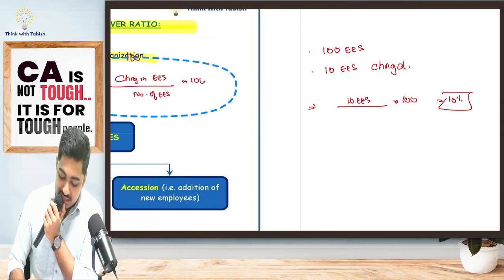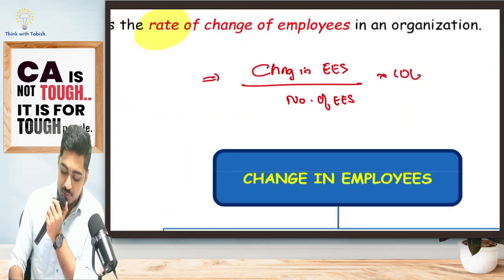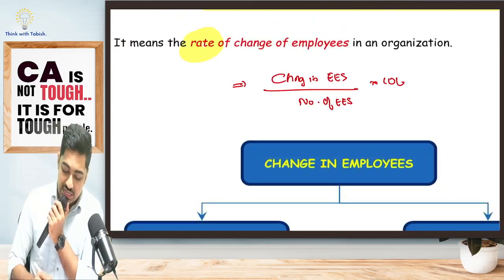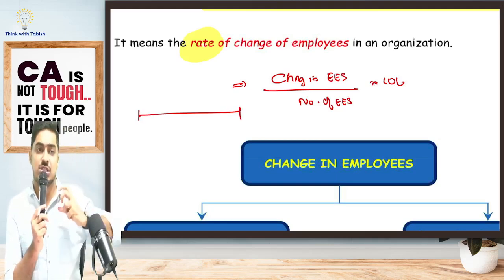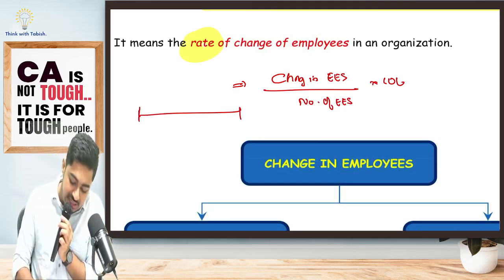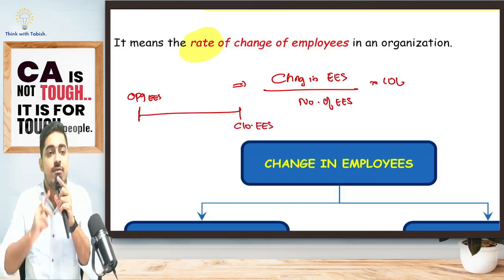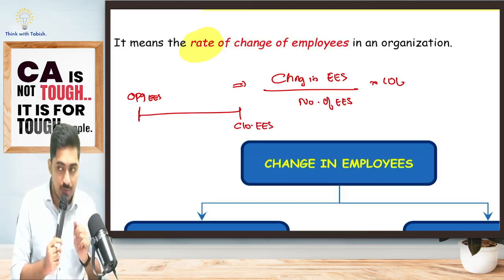How much percentage of employees have changed? Change in employees divided by number of employees into 100. Is this clear, everyone? Okay, sir. Now, let us understand a bit more slowly. When I say number of employees, the number of employees at the start of the year is the opening number of employees, and the number of employees at the end of the year is the closing number of employees. Will they both be one and the same? No, sir, employees are changing, so how can they be one and the same?